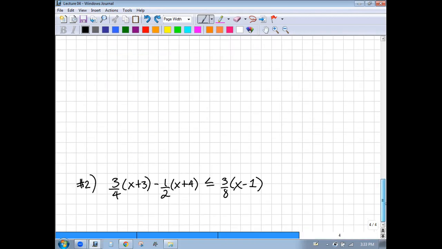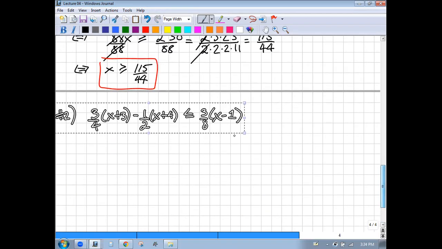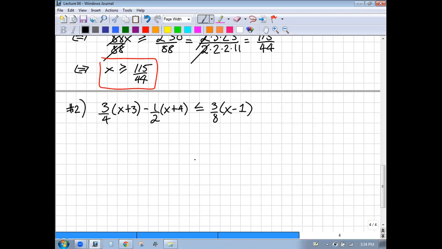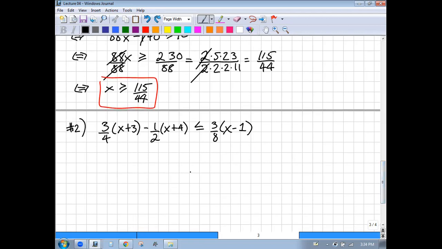Now let's look at number 2. All right, now I have fractions again, and fractions suck. So how do we get rid of them? All right, the last approach I said, well, I would multiply everything by a 2 and a 4 and an 8, right? But the only reason I did the 3, the 5, and the 7 is because 3, 5, and 7 are all prime. Okay.